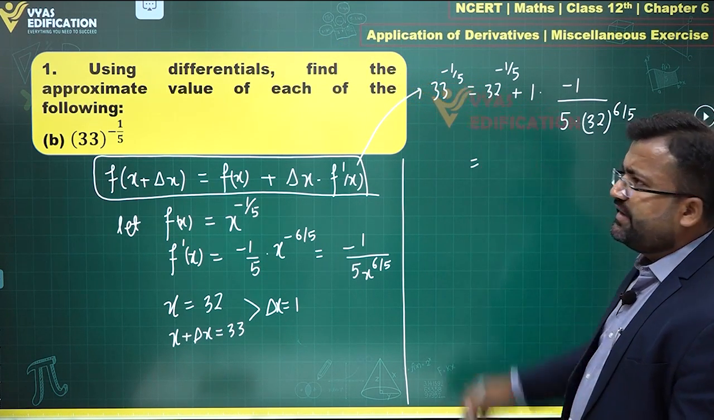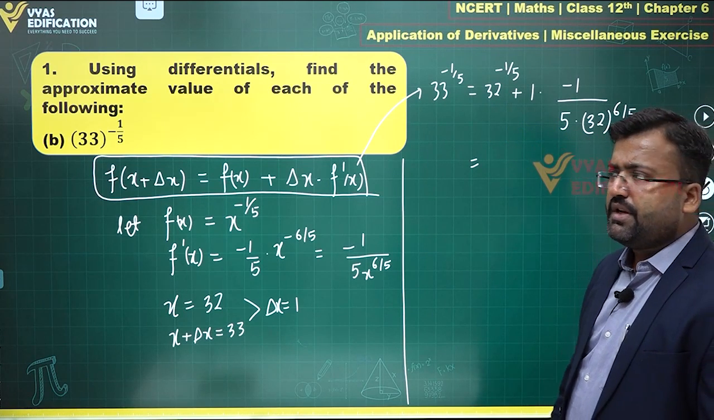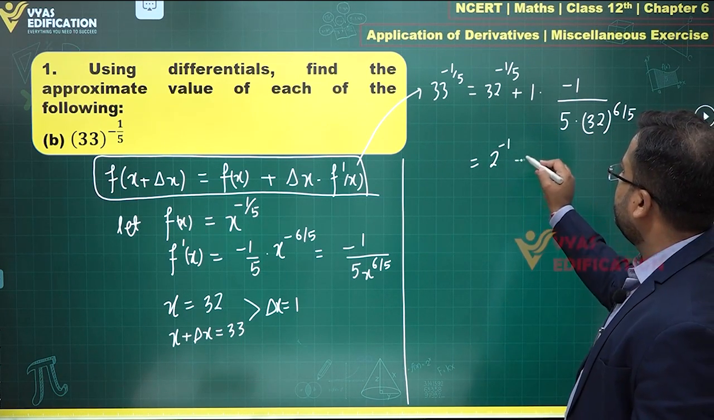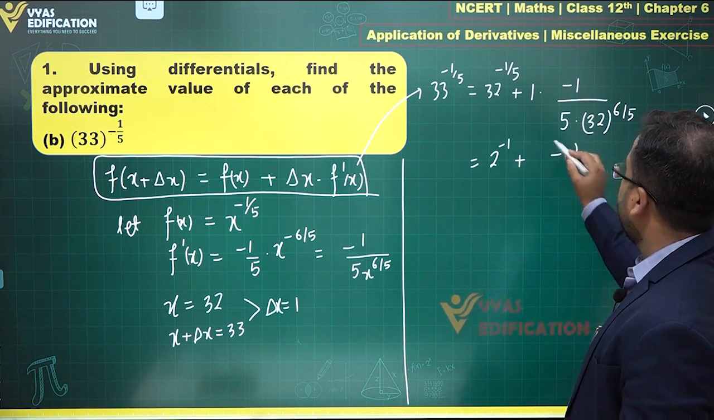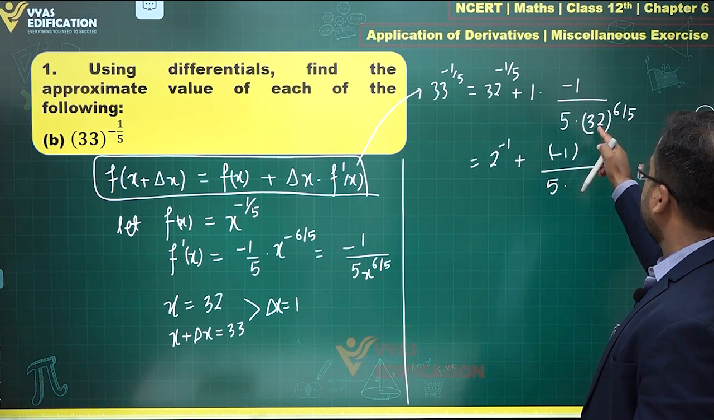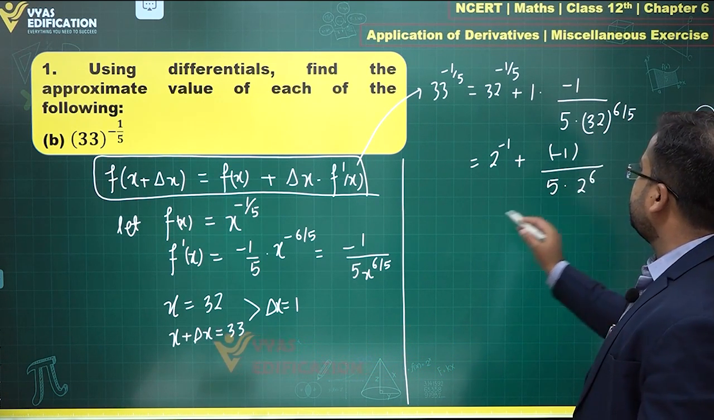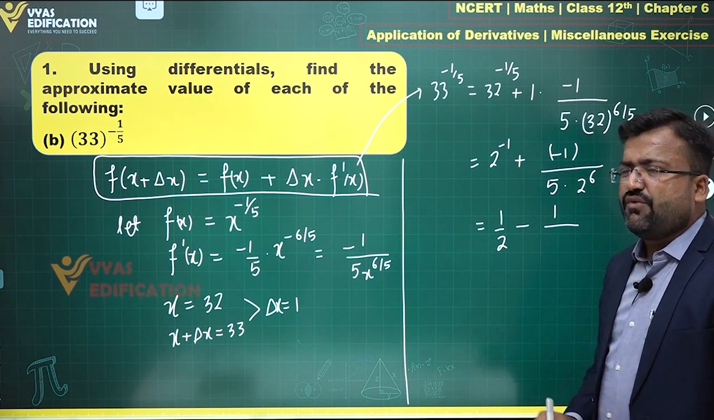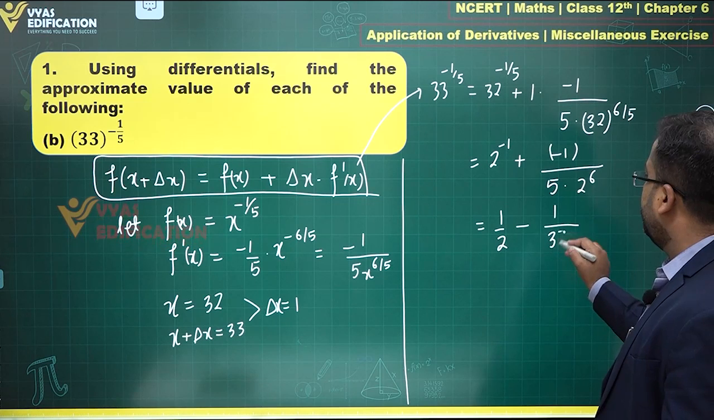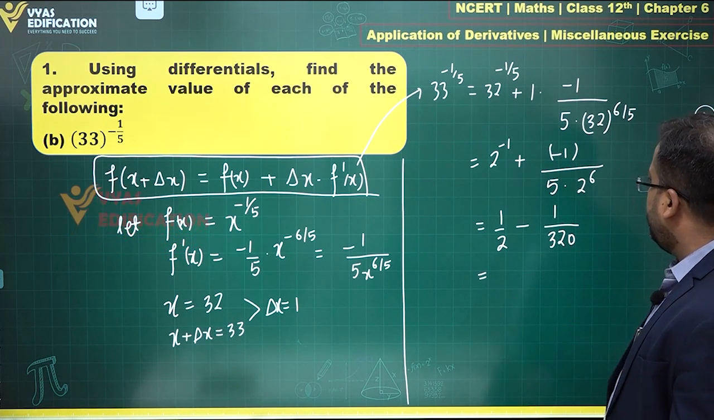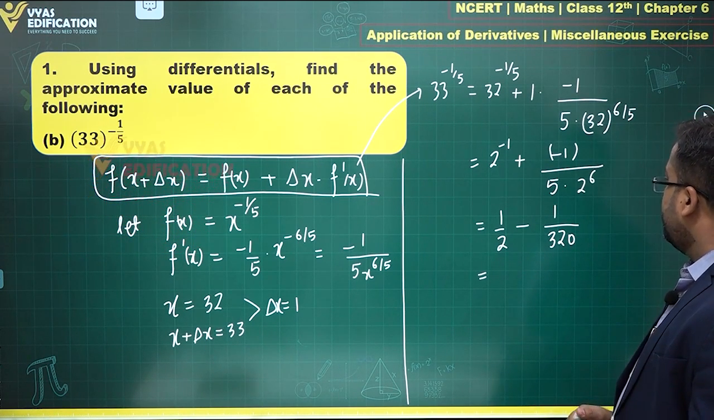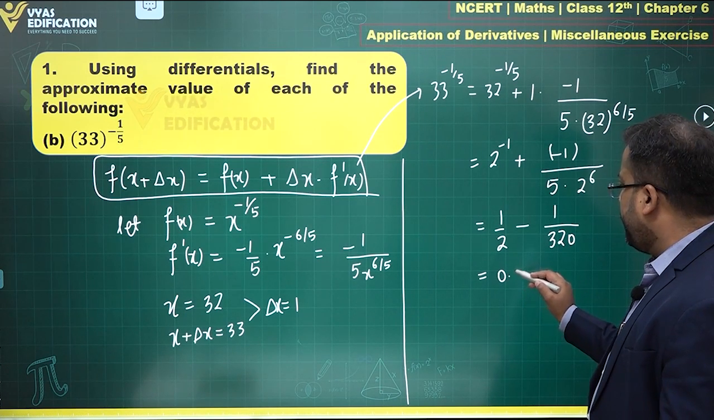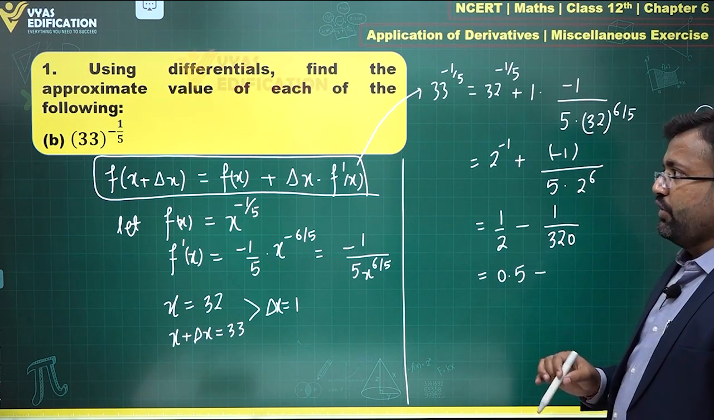This is equal to 32 is 2 power 5. 2 power 5 power minus 1 by 5 will be 2 power minus 1 plus, this is minus 1 upon 5 times, this is 2 power 5. This becomes 2 power 6 actually. 1 by 2 minus 1 upon 2 power 6 is 64 times 5 is 320. This is 320 in the denominator, and where does that take us further? So this will be 1 by 2, 0.5 minus, what is this equal to?